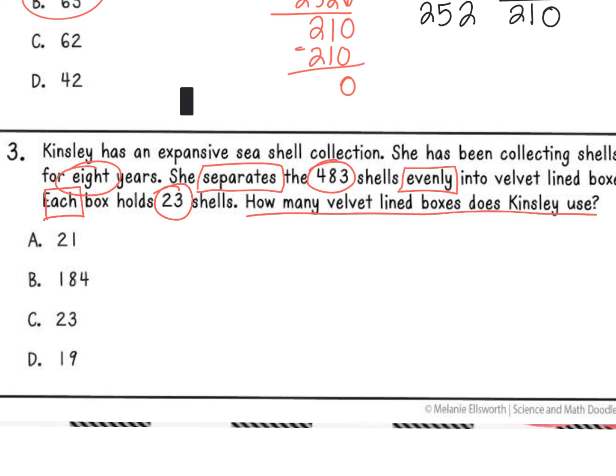Velvet-lined boxes. Definitely don't really care about velvet-lined boxes that much. It's just a detail that we don't really need to know. Jude? The 8 years. We don't need to know that she's been collecting for 8 years. It asks us nothing about that, so we're going to eliminate it. It's also not necessary to know velvet-lined boxes. That's just a little detail. We could just say how many boxes. Okay, Bowen. Yep, don't really need to know that.